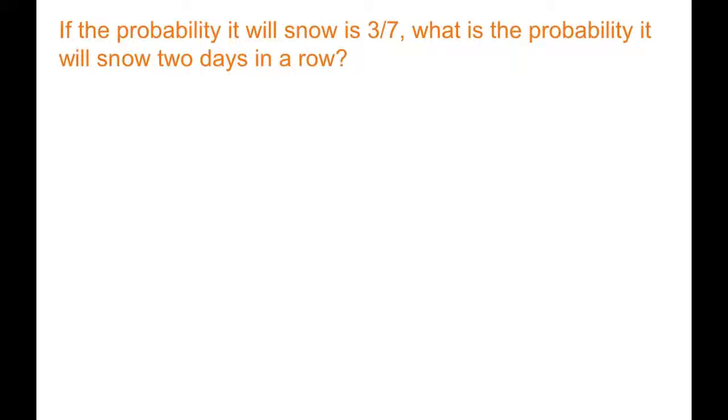All right, if the probability it will snow is 3/7, what is the probability it will snow 2 days in a row? So we're looking at 2 days in a row here. 2 fraction bars, multiply in between. I want to know the probability it snows 2 days in a row. Well, the probability it snows is 3/7 for the first day, 3/7 for the second day. So 3 times 3 is 9, 7 times 7 is 49.